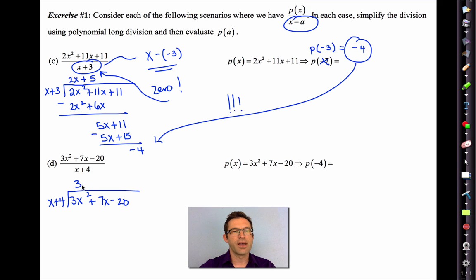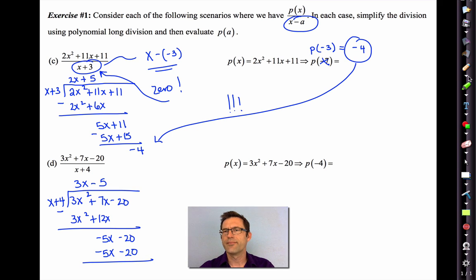Do the division by x plus 4. I have to have a 3x there. It gives me a 3x squared plus 12x. When I subtract, those two would cancel. Here I'd get a negative 5x minus 20. Therefore, I'd have a negative 5 here, negative 5x minus 20. Change those, I get a remainder of 0. And when I evaluate p of negative 4, I get a remainder of 0.